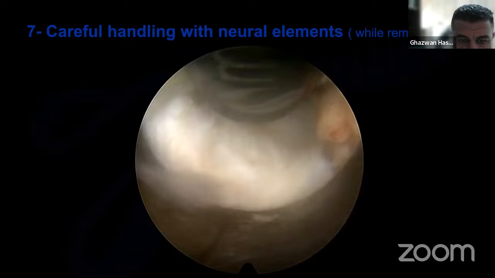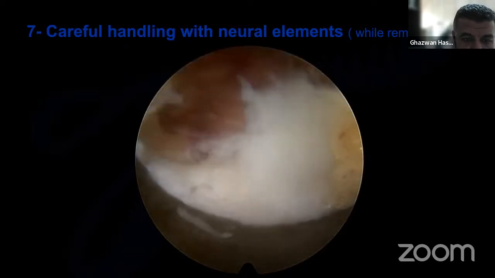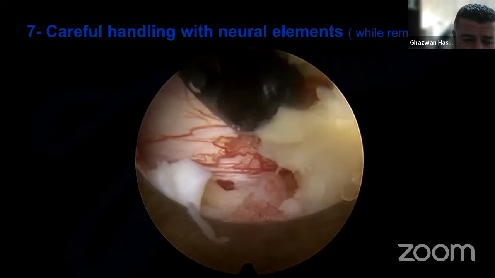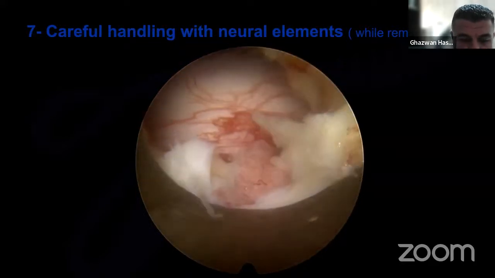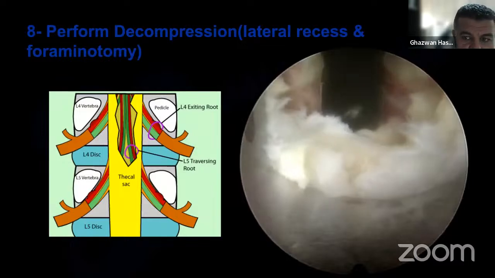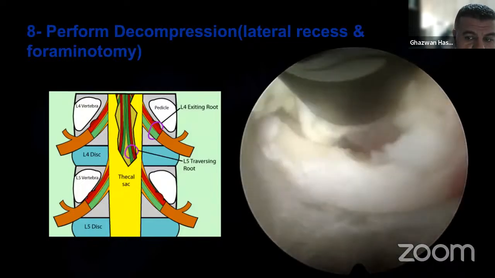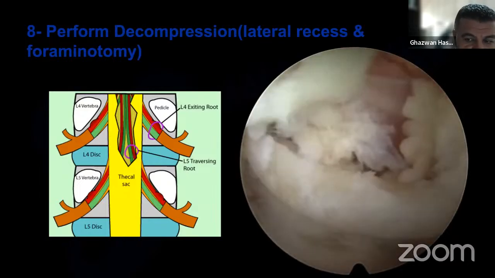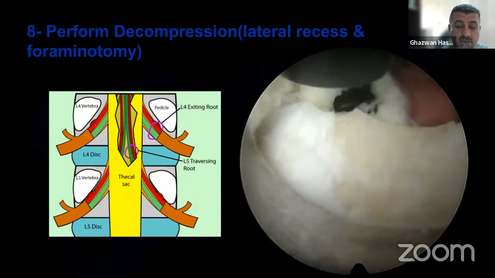This is very important when using the dissectors, and also don't press or manipulate initially, because as we know the disc is already pushing the roots, and the root is strangulated or in a very narrow space. So you have to have a good clearance. In every interlaminar case, I do the lateral recess decompression and a foraminotomy in order to widen the space and give free space for the roots to be manipulated by the endoscope later on. And also some guys say that it decreases the recurrence rate.